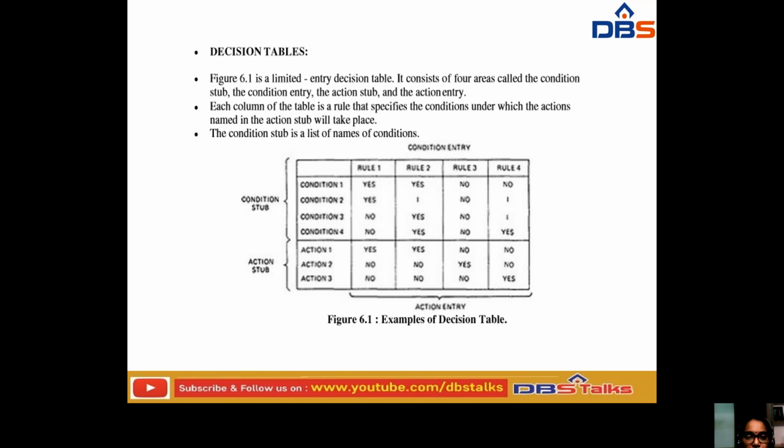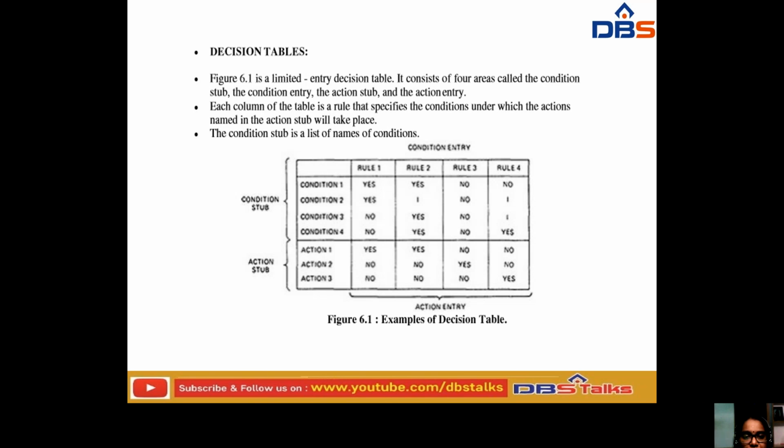We have already discussed that it has four areas. Each column of the table is a rule that specifies the conditions under which the actions named in the action stub will take place. The condition stub is the list of names of the conditions. So this is condition 1, condition 2, condition 3 and condition 4. We can say this is the condition stub. This is action 1, action 2 and action 3. This is the action stub.